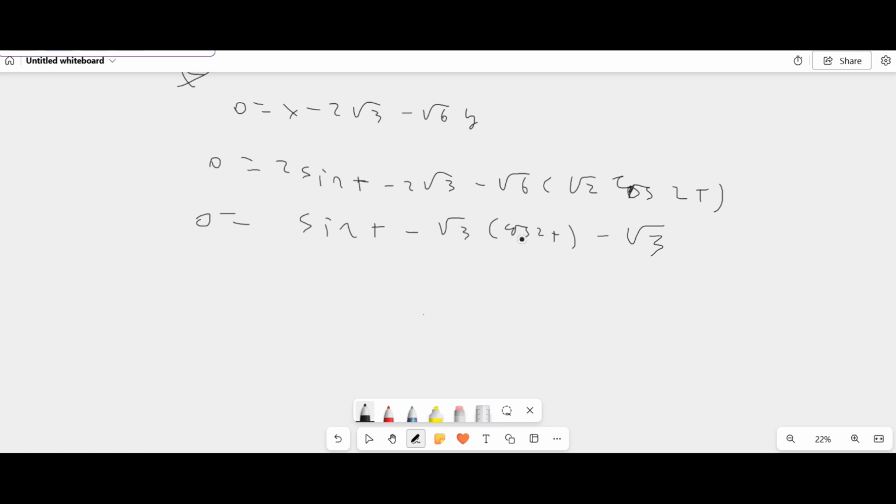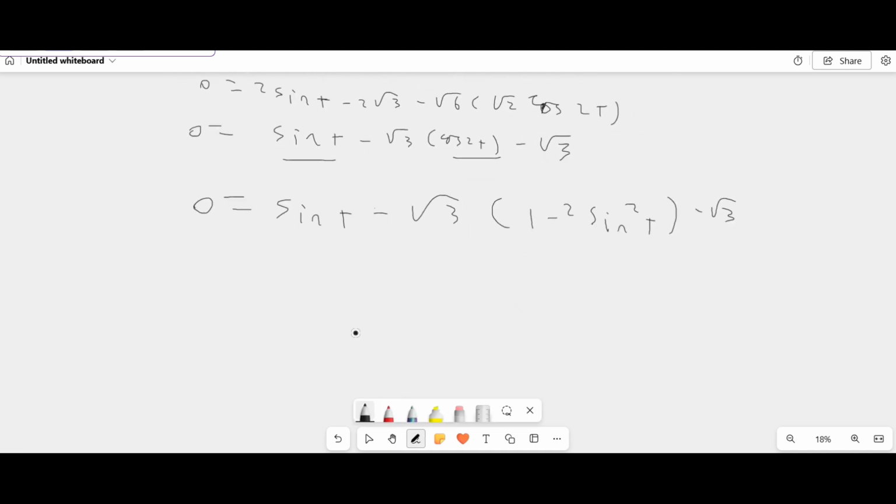So obviously what you need to do here is change cos 2t into 1 minus 2 sine squared, because there's a sine here, so you can see we're going to form a quadratic. So sine t minus root 3, open bracket 1 minus 2 sine squared t. That's the double angle formula for cos 2t in terms of sine. Now just expand that. So 0 is going to be equal to minus root 3 minus another root 3, which is minus 2 root 3. Negative times negative 2 makes positive 2 root 3 sine squared here. And then you've got the sine t from here.